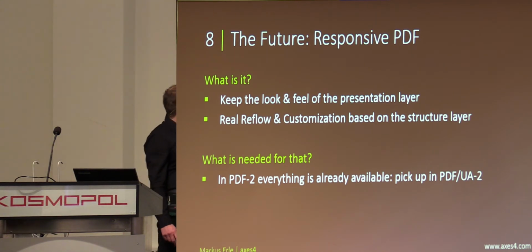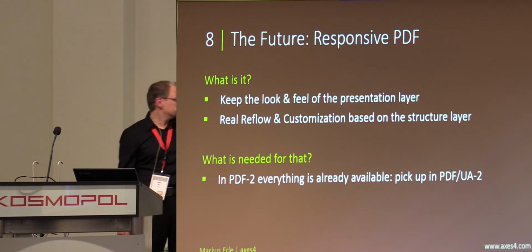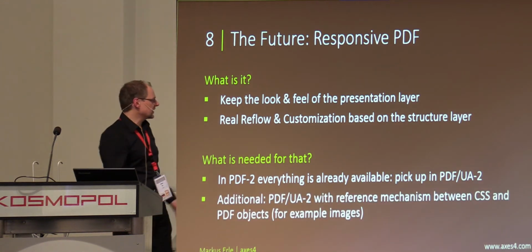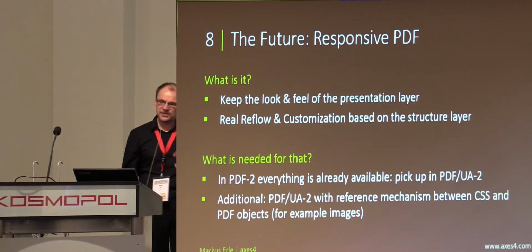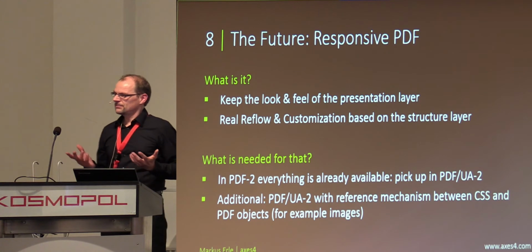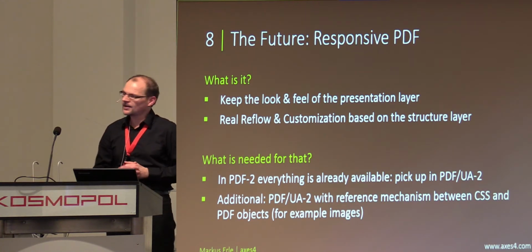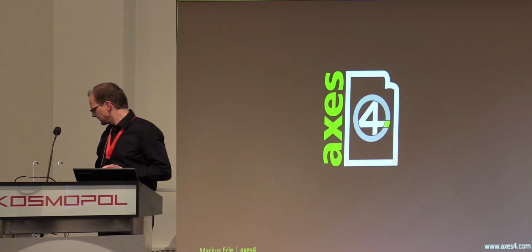Nearly everything for responsive PDF is already available in PDF 2. We only need one thing additional, a reference mechanism between CSS and PDF objects, and when this comes true, we will be happy to implement this in our accessible PDF reader. Okay, thank you.